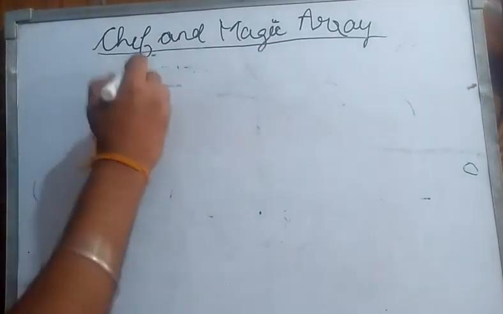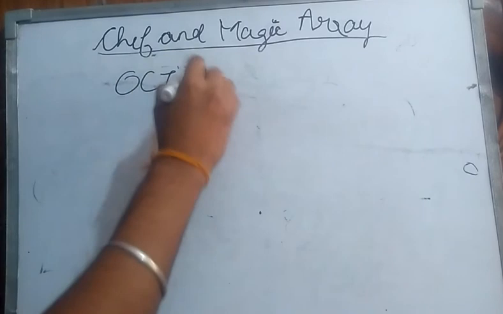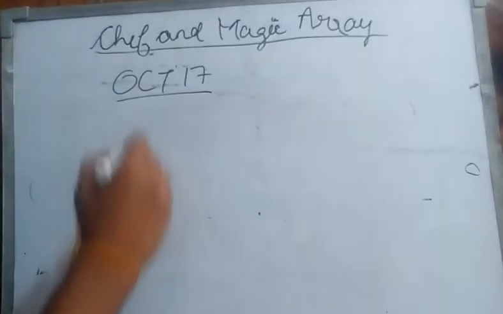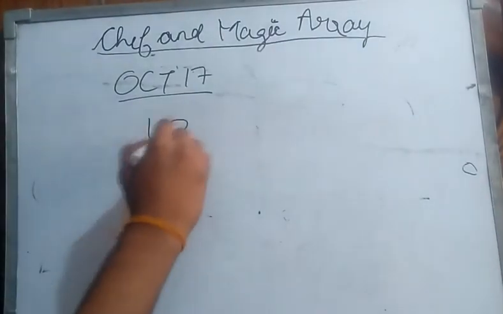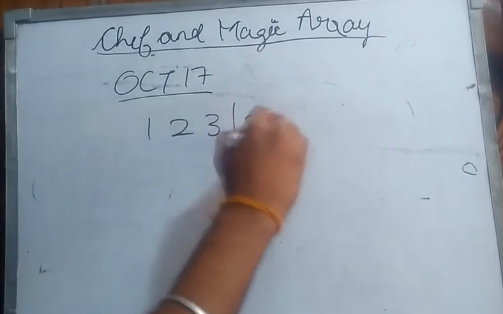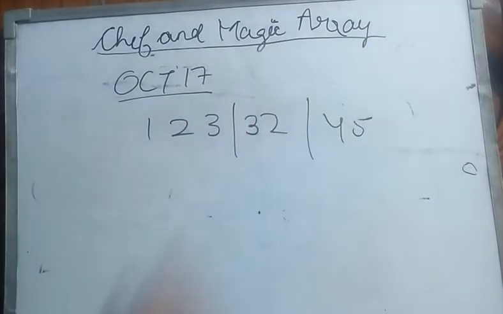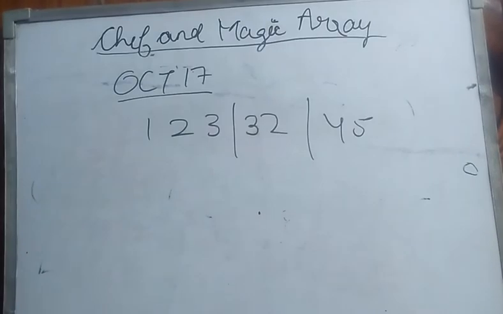Hello friends, today we will be looking at the problem Chef and Magic array from October 17. The problem statement is: given a certain number of dishes, 1, 2, 3, 3, 2 and 4, 5 for example, we have to maximize the tastiness of the dish.